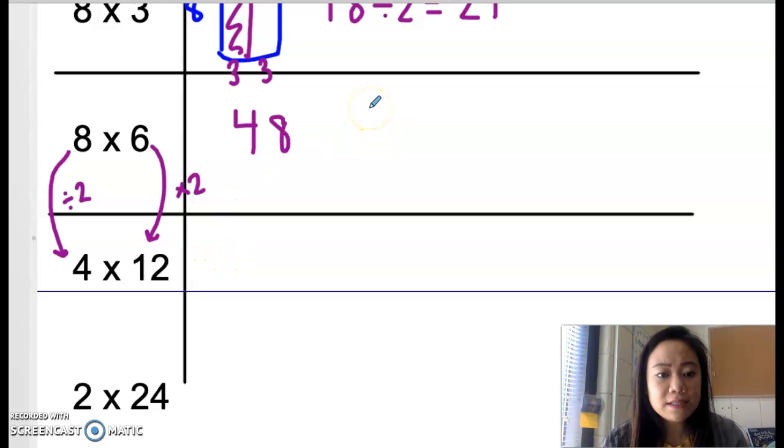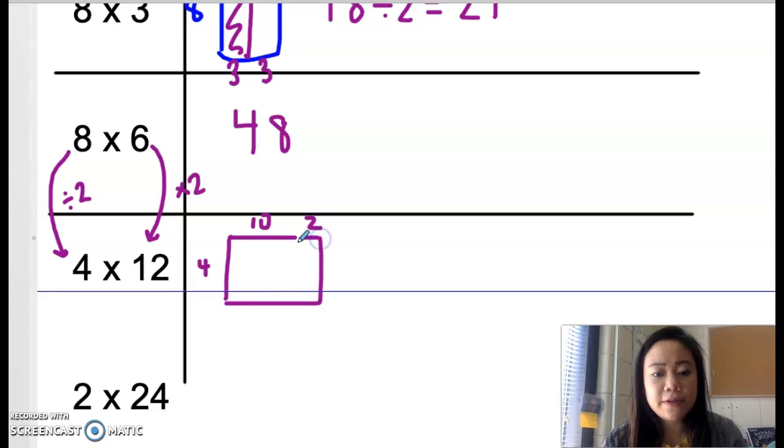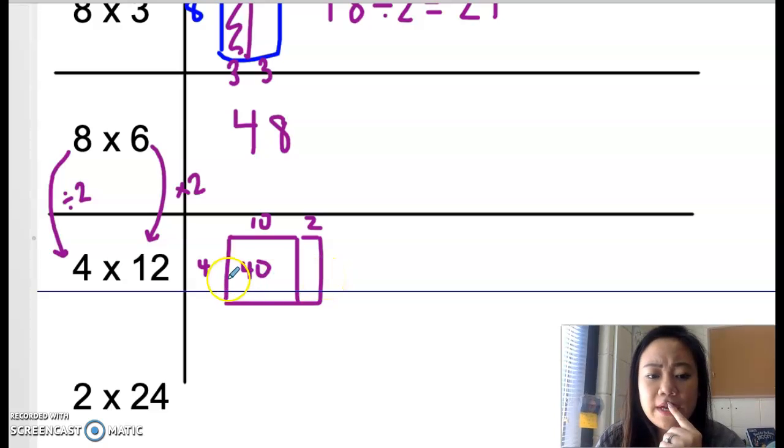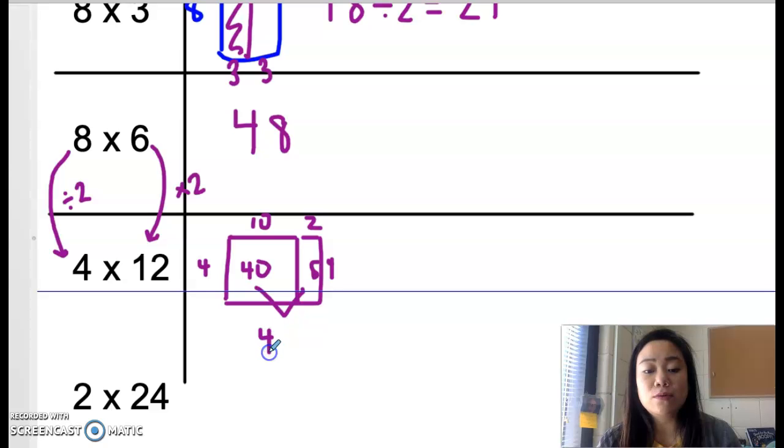So 8 times 6 is 48, and then we've got 4 times 12. I'm going to do the ratio or the area model to find out. I know 4 times 10 is 40. I wonder how I can find the area of this. I know it's 2 times something, but I don't know what the missing side is. But I know it's a rectangle, and all rectangles have the same parallel side. So if that's 4, this is 4. So this must be 4. So 2 times 4 is 8. If I add them together, it does equal 48.